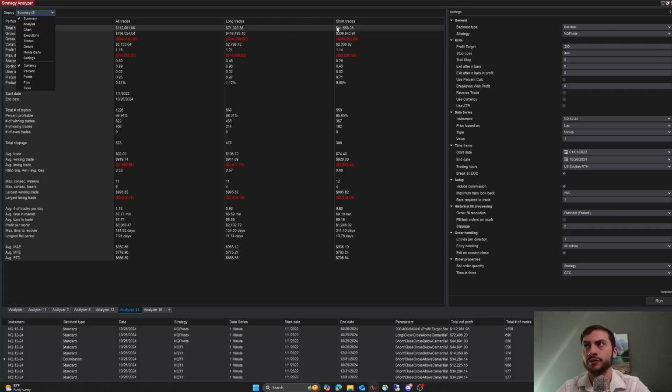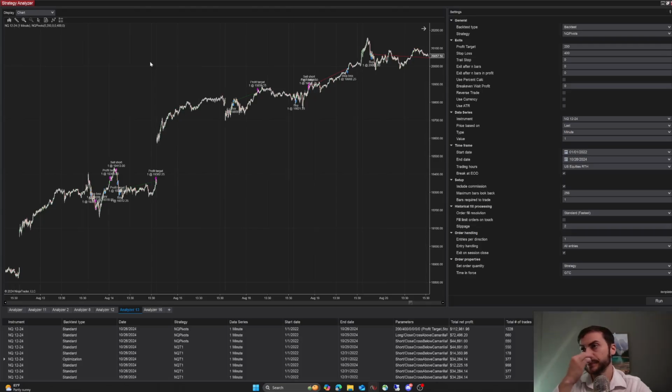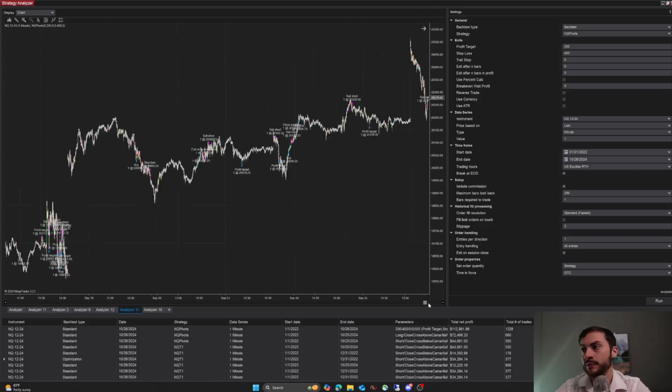Obviously, you do notice the short side profit is much lower than the long side. Let's be honest, it's hard to make money short on NQ, on NASDAQ futures. It's very hard to be consistent. So to have any gains on short, I'm happy with.